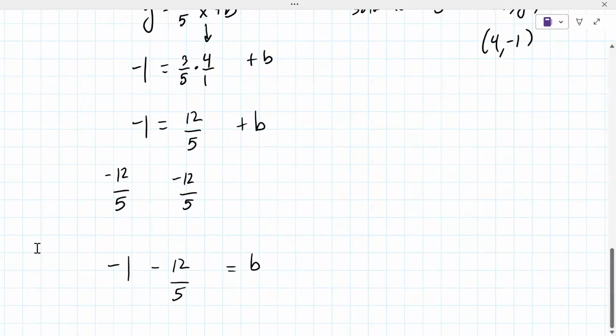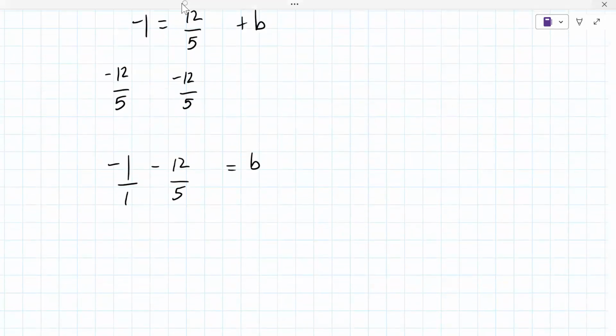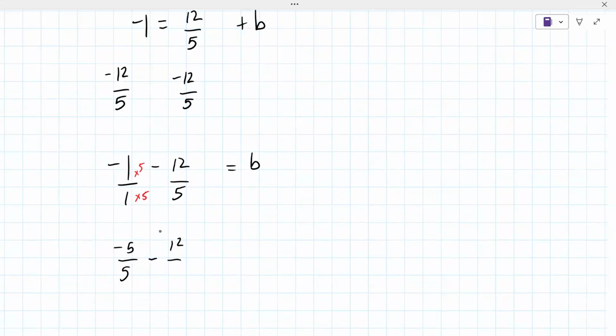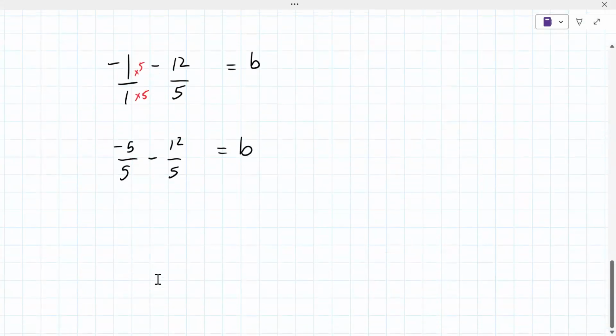All right, do you remember how to write minus one as a fraction? Would it be over one? Over one, yeah. All right, so now you can make a common denominator of five. You can multiply the top and bottom by five. So this is negative five over five, minus 12 over five, equals b. When the bottoms are the same, you keep the bottom, but you add the top. So it's negative 17 over five equals b.